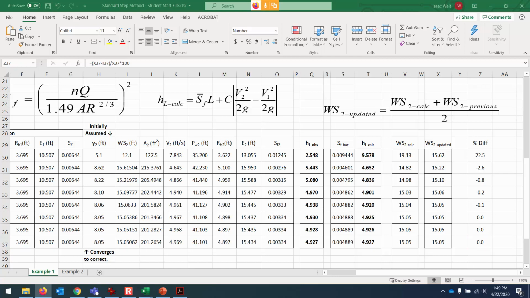isn't going any differently. Jeffrey asks, can you show the difference again? Yeah, how to do the difference formula. It is, let's see, it would be the updated water surface minus the initial guess for water surface divided by the updated times 100.